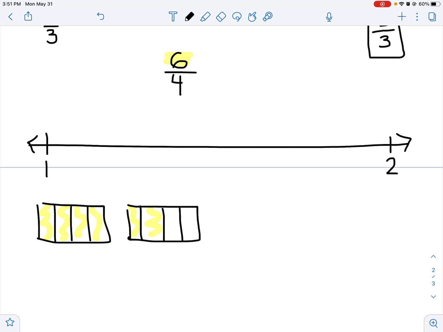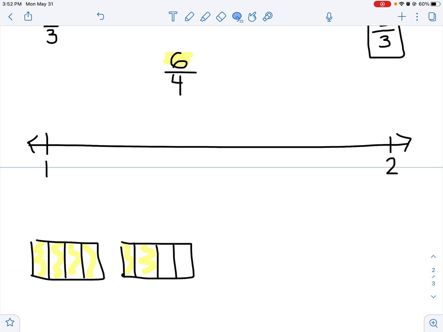Okay, remember 6/4 is a fraction. It's some parts of a whole, but it could be a whole and some more, like 1.5, right? If you have 1.5 cookies, you have 1 whole cookie and part of another cookie. That's what's happening here. If you have 6/4, you're going to have a whole candy bar plus some more. And then we're going to go ahead and label.